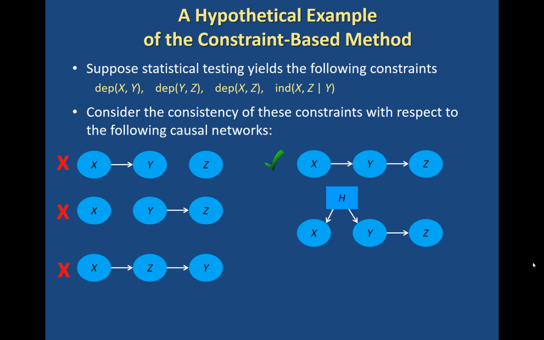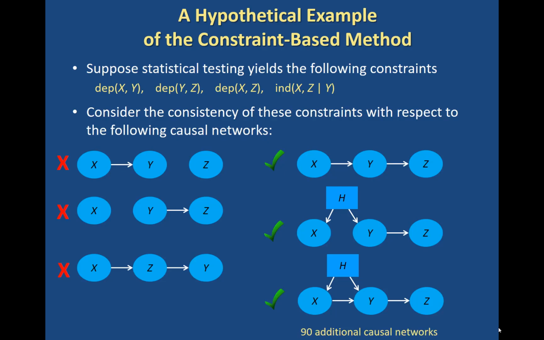What about this possibility? Well, we don't have time to go through this in detail today, but it turns out that this is also consistent with the four constraints above. And another causal structure that's consistent is shown here. So it turns out that there are actually 90 additional causal networks on these three variables that we could consider, but because of time, we're not. It turns out that none of the other 90 actually satisfy the four constraints shown above. So the only three that do satisfy the four constraints are the three here on the right that are shown.